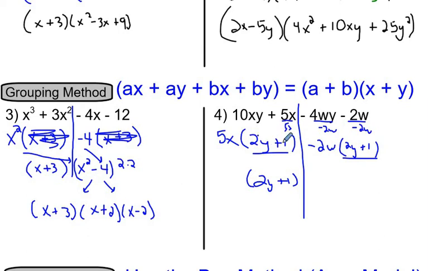And then your other factor, again, you can just scratch that out if it helps you. You can see it is 5x minus 2w. And those are my two factors. They don't factor again. And the way you know they don't factor again is there are no squares on those factors.